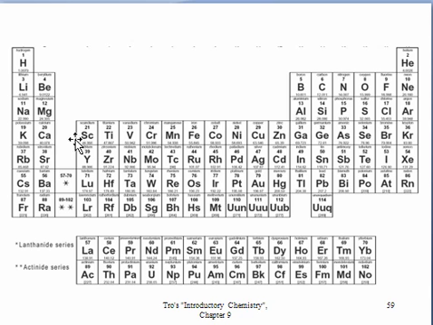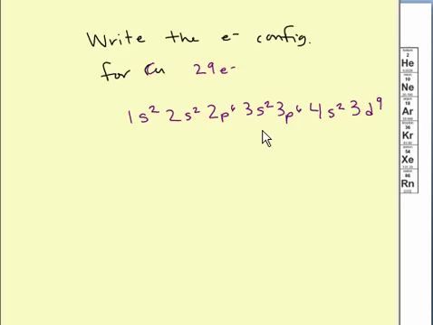Now remember, our D is 1 energy level less than the period it's in. So this is our fourth period, so this is going to be 3D. 3D 1, 2, 3, 4, 5, 6, 7, 8, 9. And when I count up all my electrons, they add up to 29. So this is how we can use the periodic table to help us figure out electron configuration.